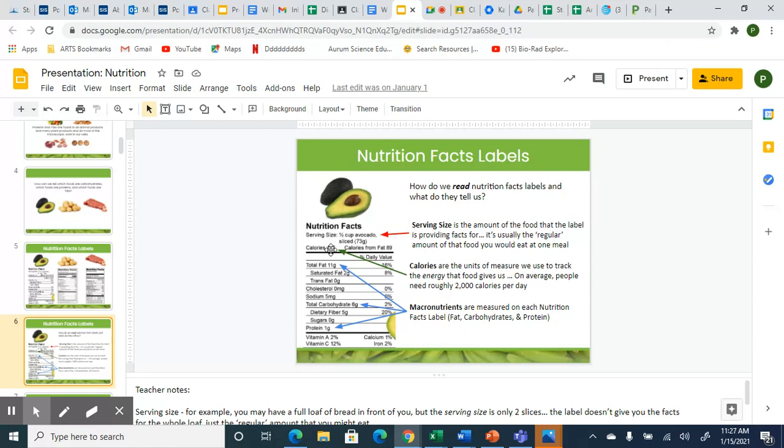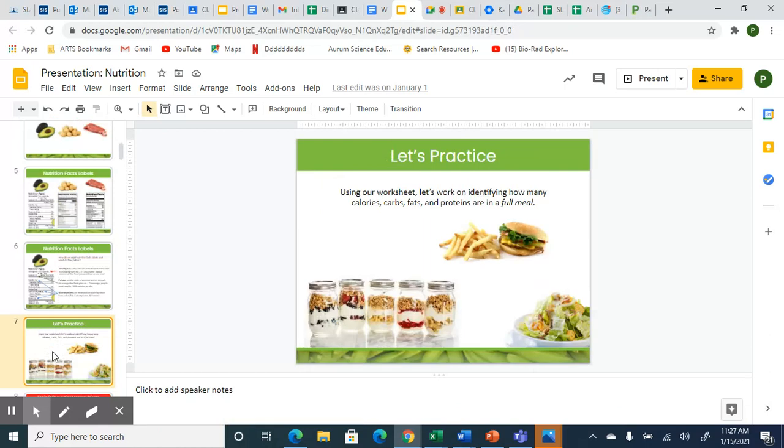Calories are measured on average 2,000 calories. So this is 117. And then the label shows us the macronutrients: fat, carbohydrates, and protein. Fat, carbohydrates, and protein. And they're measured in grams. That's what the G stands for. So let's practice. All right, so let's go to our worksheet and work on identifying how many calories, carbs, fats, and proteins are in a full meal.